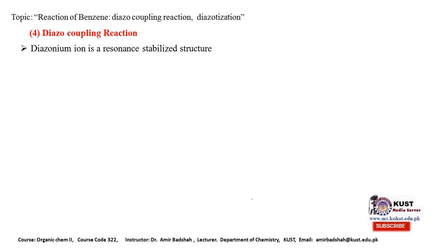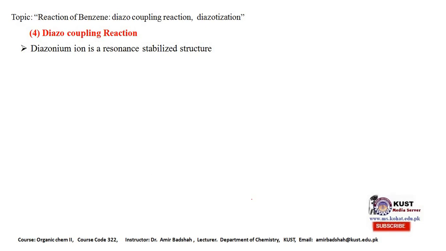The fourth reaction is the diazo coupling reaction, in which the N2 group, the diazo group, is not substituted as we have mentioned in the earlier reactions, but it couples with the other group. Maybe the other atom may be nitrogen, maybe oxygen, maybe carbon.